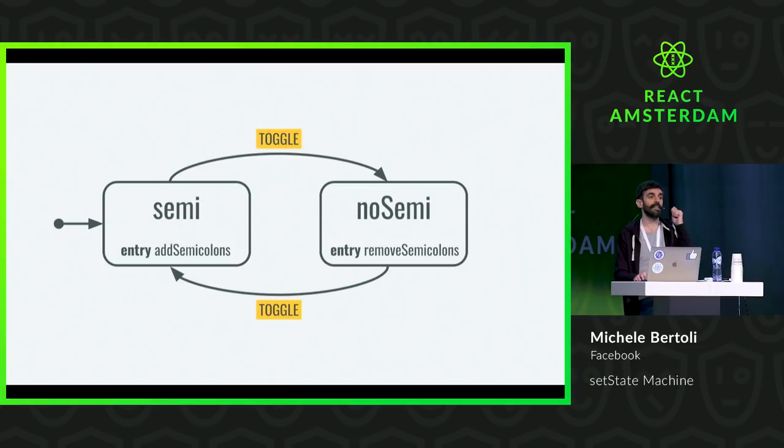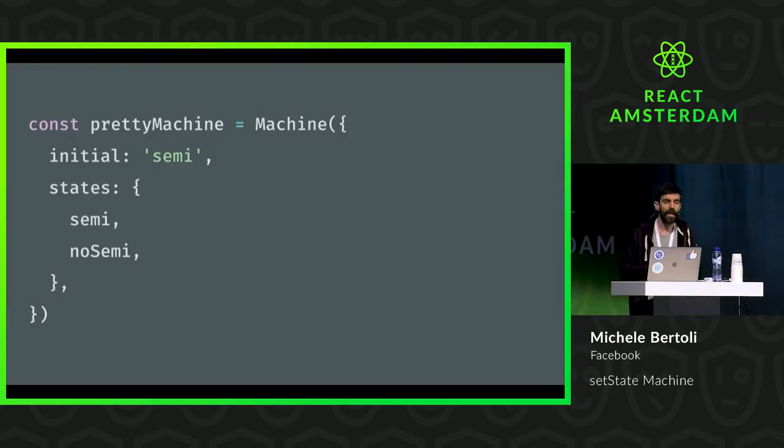So we're just going to send the machine the toggle event, and the machine is going to tell us, hey, you now should add semicolons, you now should remove semicolons. The first thing we need to do is to define this machine in a way that setState can understand it. And so you define it using this JSON object that you pass to the machine function, and we generate this pretty machine that has the initial state is semicolons, and then you define the different states.